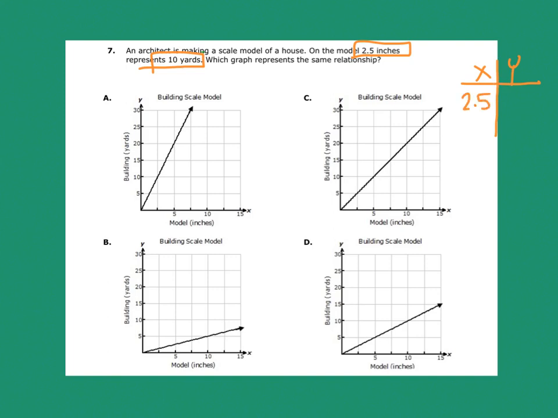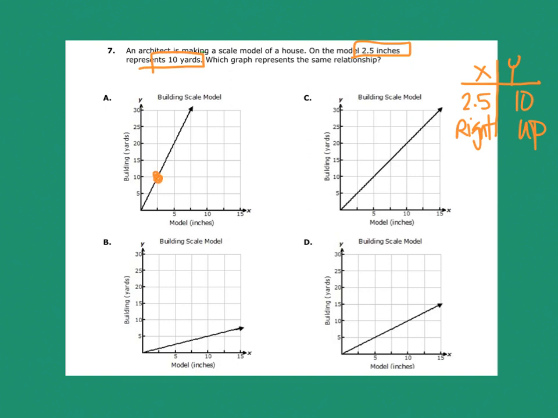2.5 inches makes 10 yards. So when I go graph this, I'm going to go sideways to 2.5, and then I'm going to go up to the 10, and I'm going to put a dot. So I would go 2.5 to the right, and then I would go up 10 and place a dot. So this first one, I go sideways. 2.5 would be halfway between 0 and 5. So I'd go here and then up to 10, and I would place a dot right there. I want the dot to be on the graph.